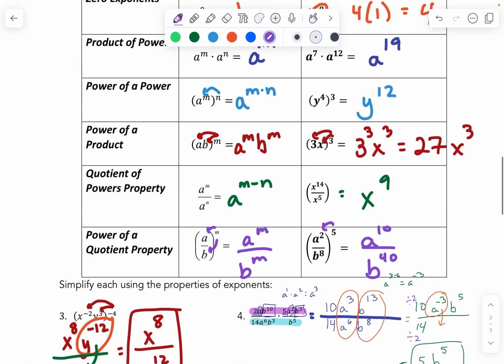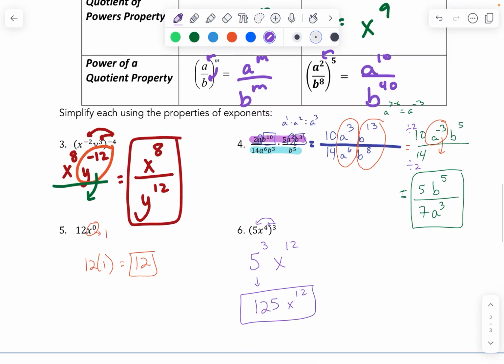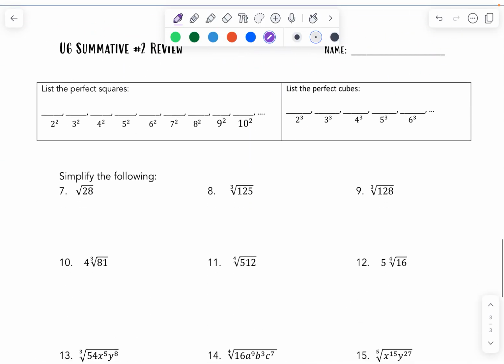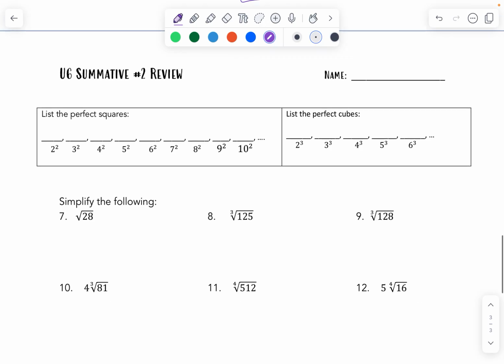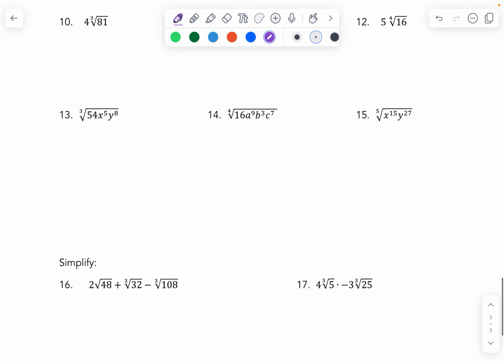Okay, so that's the second target. That's the exponent rules. All right, the top, this is really just the green sheet, so I'm not going to fill those in, but the rest of this is simplifying.